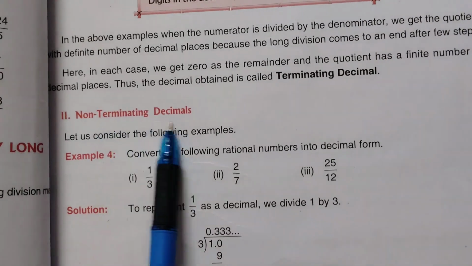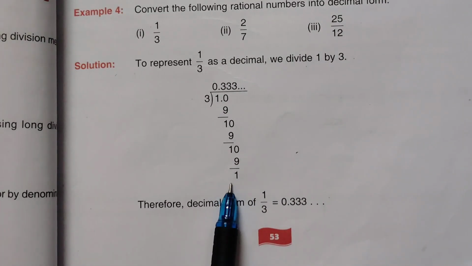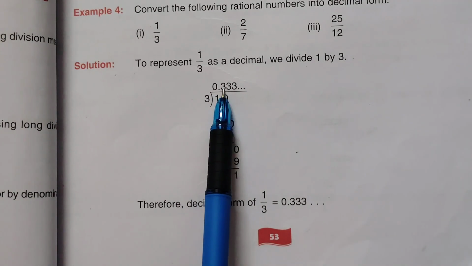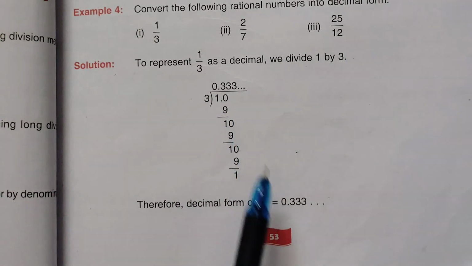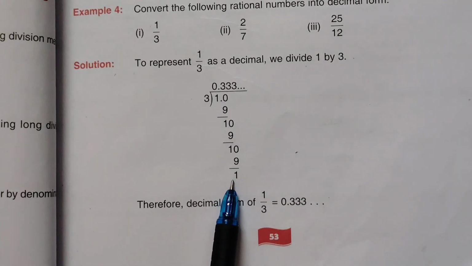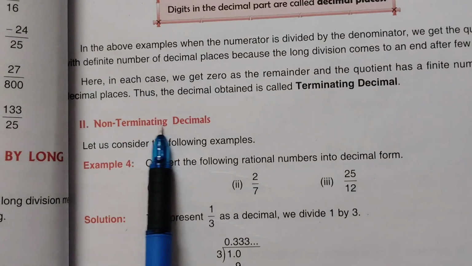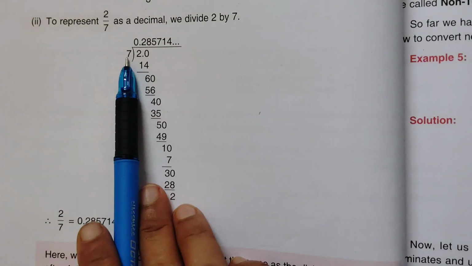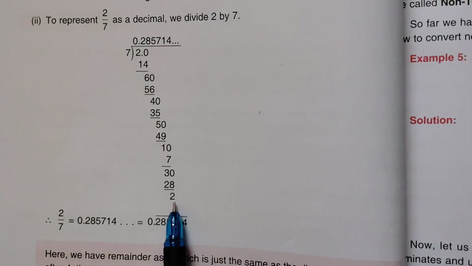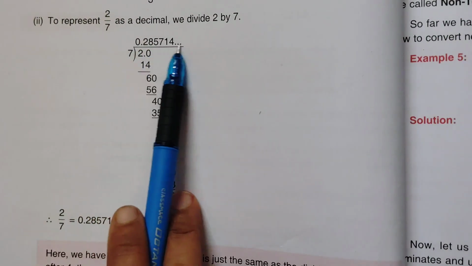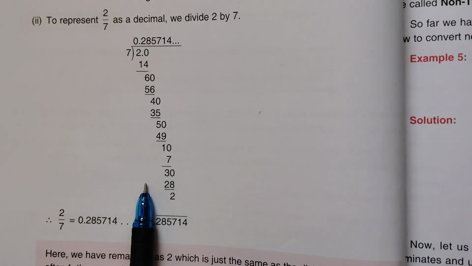In non-terminating decimals we never get the remainder as 0, it goes on continuing. So the quotient also goes on continuing. See, 0.333 will continue because we are not getting the remainder as 0. So this is known as non-terminating decimals. On the next page you can also see, when 2 is divided by 7, again the remainder is not 0, it is continuing. See again, we are getting remainder as 2. So the answer continues. This is also a non-terminating decimal.